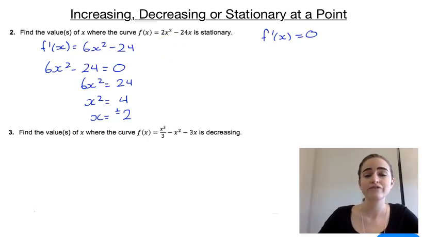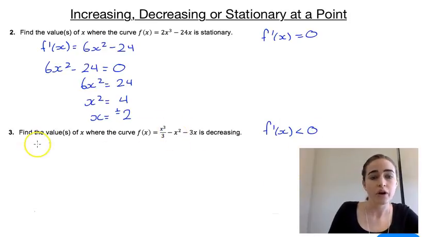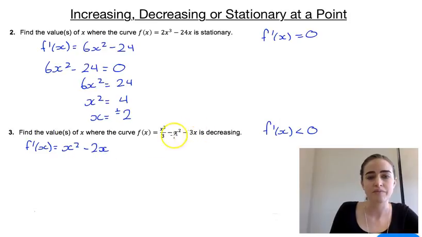Our last example asks us to find the values of x where the curve f of x equals x cubed over 3 minus 2x minus x squared minus 3x is decreasing. Decreasing means we want that first derivative to be less than 0. So we're going to differentiate first. So f dash of x would be equal to 3 times that 1/3, the coefficient, would just be 1. So we'll just have x squared. Minus x squared will differentiate to minus 2x, and that minus 3x will differentiate to minus 3. Now we want to solve this, so x squared minus 2x minus 3 is less than 0 for decreasing.